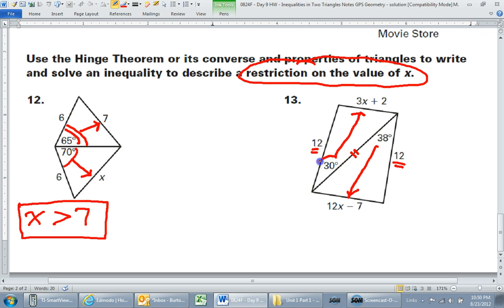So focus on these angles. You see the 30 degrees. The 30 degrees is across from the 3x plus 2. You see the 38 degrees. The 38 degrees is across from the 12x minus 7. So, which is bigger, the 3x plus 2 or the 12x minus 7? I want you to actually answer this, even though there's nobody around. Which is bigger, 3x plus 2 or the 12x minus 7?